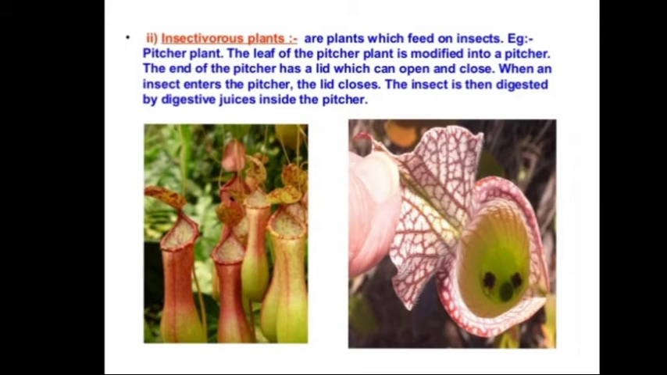Example: pitcher plant. The leaf of the pitcher plant is modified into a pitcher. The end of the pitcher has a lid which can open and close. When an insect enters the pitcher, the lid closes. The insect is then digested by digestive juice inside the pitcher.